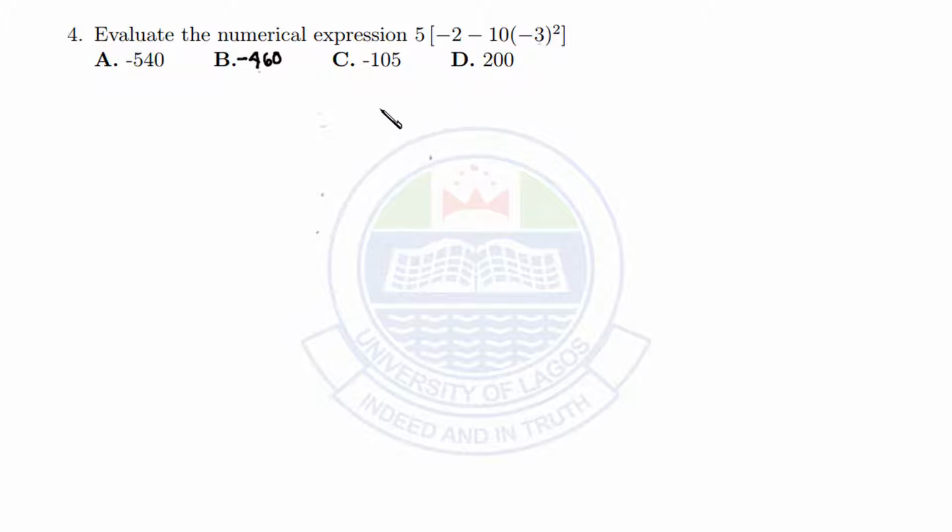Now if you open this bracket, you have 5 open brackets minus 2 minus 10. Now if you square minus 3, you are going to have this to be 9, and if you expand this, you have minus 2. Then if you multiply this, you have minus 90, and you have this to be minus 2. That's minus 92. And if you multiply this, you are going to have minus 460. So the correct option here is B.